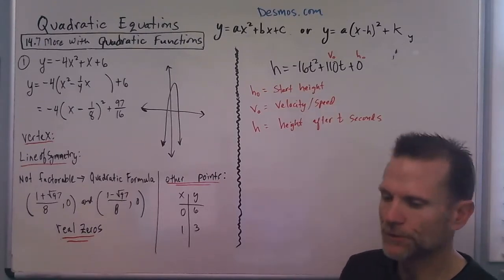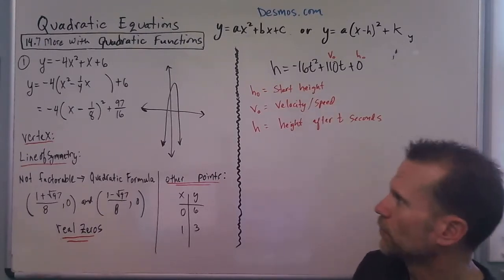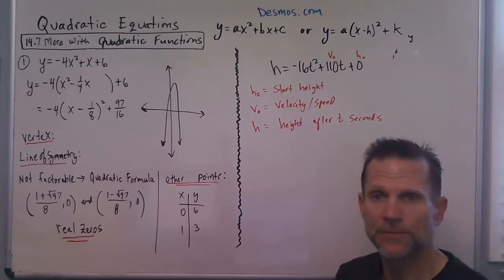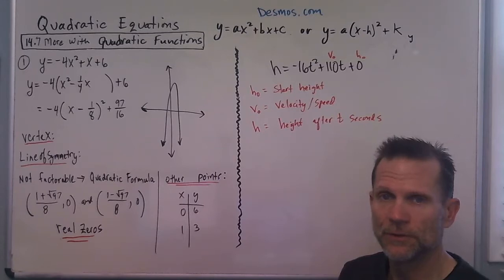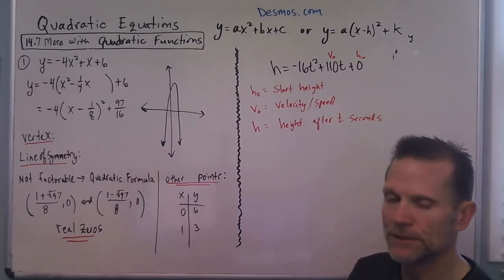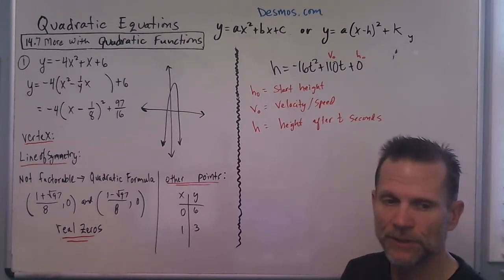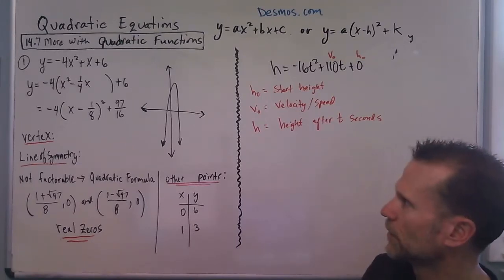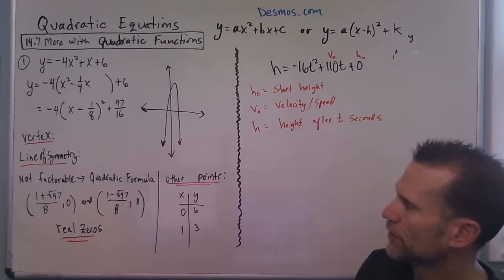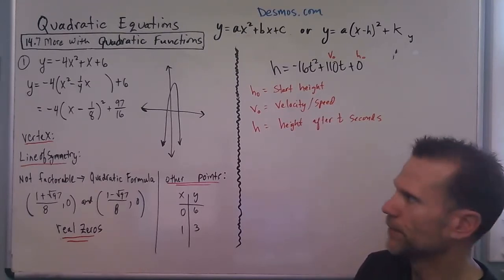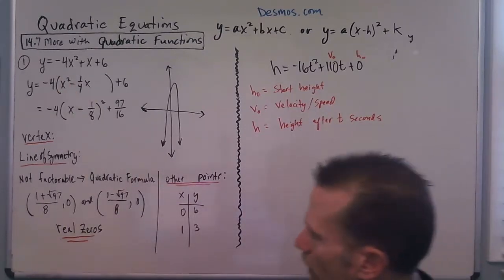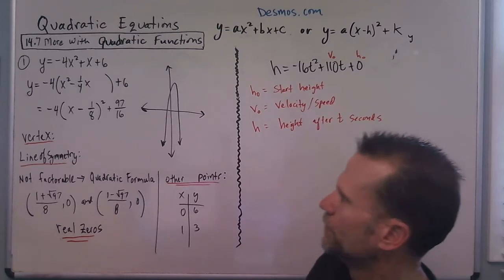Okay, moving on to 14.7, we have more with graphing quadratic functions, and then we get some applications of quadratic functions. So this first one here is quite messy. I guess I picked this one to show you that not everything always comes out perfect. If we try to complete the square on this, we have to do a little preliminary work, and we have to factor out a -4 to have our a value be 1.